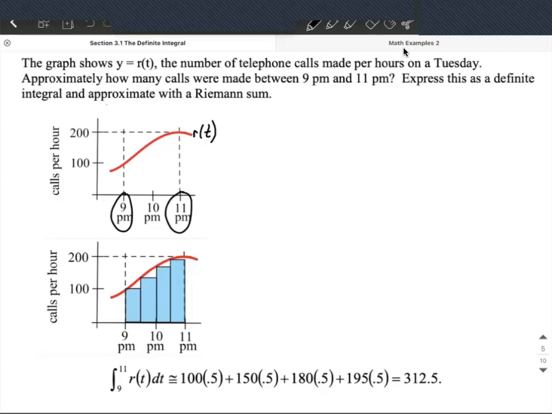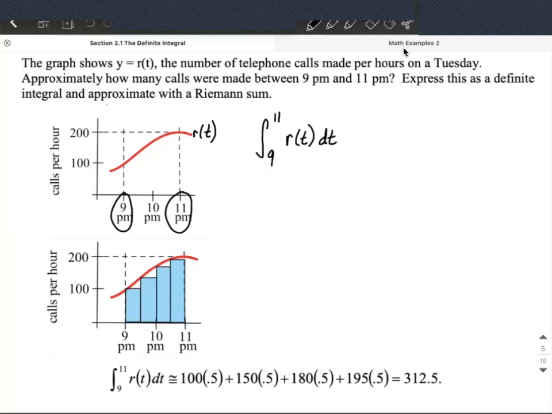So the first thing is express this as a definite integral, and then we're going to approximate it with a Riemann sum, and I'll talk us through that. All right, so for a definite integral, we need our integral symbol. It's bounded by a lower bound of 9 and an upper bound of 11. Next to that, we place our function. Ours is named R of t, and then after that, we want to put a dt because our variable is t in this case. So that's how you can represent it with a definite integral.